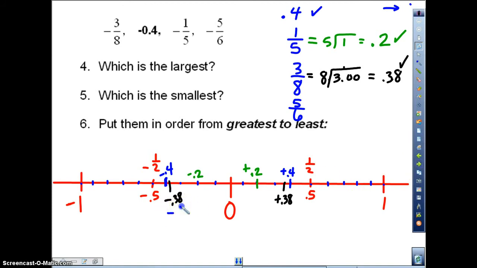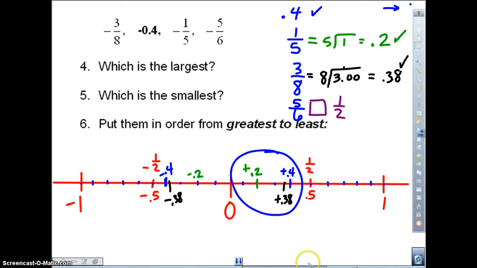And I want to write negative 3/8. I forgot to do that. All right? Let's keep going. Let's see here. That gets out 5/6. I want you to compare 5/6 to 1/2 because if you've noticed, so far all of our fractions fell between 0 and 1/2 here, or they fell between 0 and -1/2 over here. Compare 5/6 to 1/2.